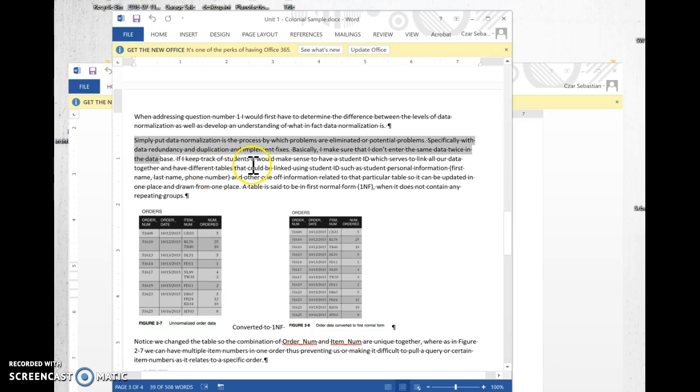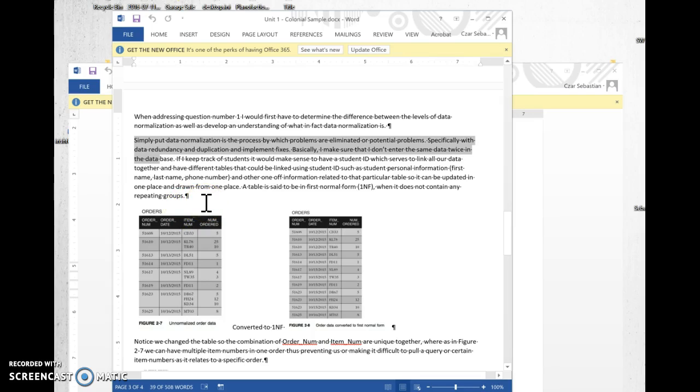Okay, if I keep track of students, it would make sense to have a student ID, which serves to link all our data together, and have different tables that could be linked using student IDs, such as student personal information, first name, last name, phone numbers, and other one-off information related to that particular table, so it can be updated in one place and drawn from one place.